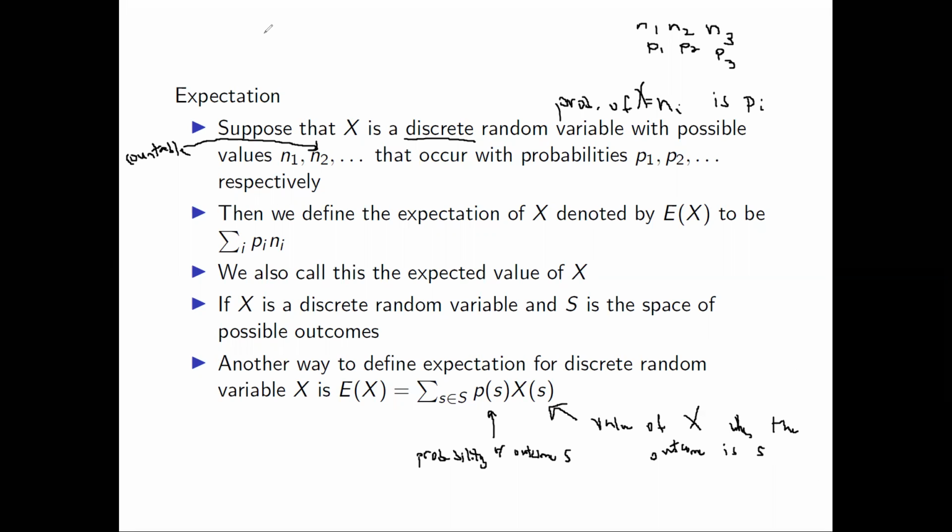And sometimes we'll use one version of the expectation, sometimes we'll use the other. They're both the same. You can see that by rearranging the terms in this one and grouping the terms to get this one.